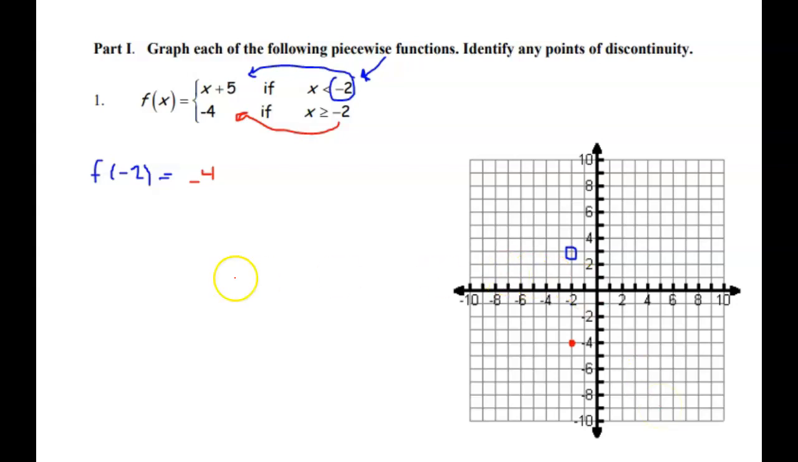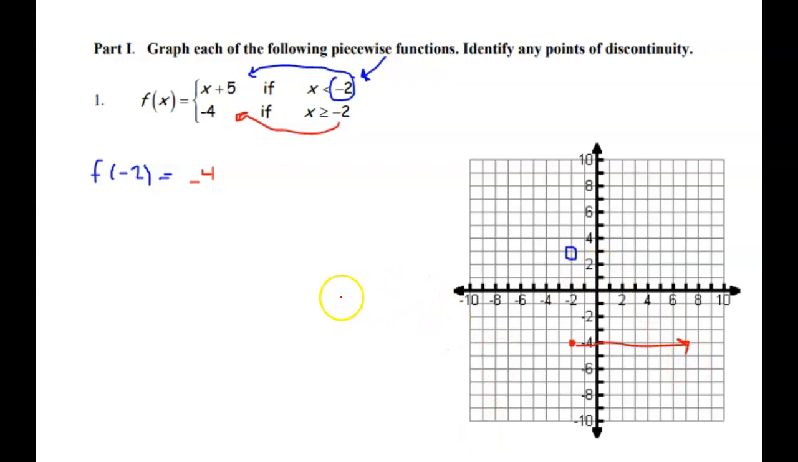Okay, and then now I need to just graph the graph. The bottom part is going to be pretty easy to graph, because I know it's just a horizontal line at -4. We're talking about all x values greater than or equal to -2, so I know I'm talking about the right side of this graph. Everything on the right side of this line is what I'm going to draw. Bam. There's the first part of my piecewise function.